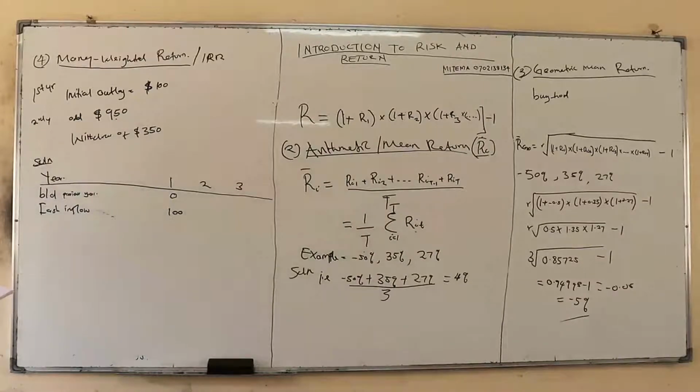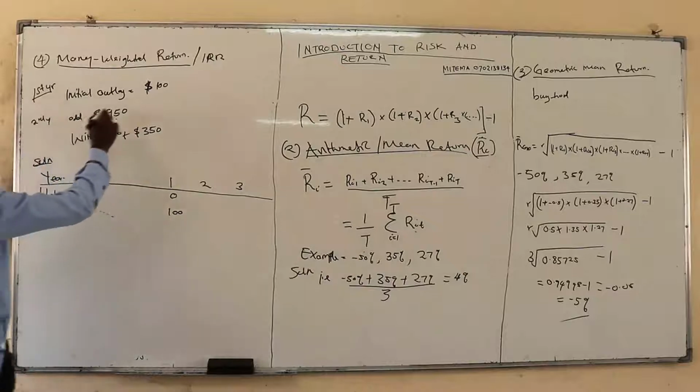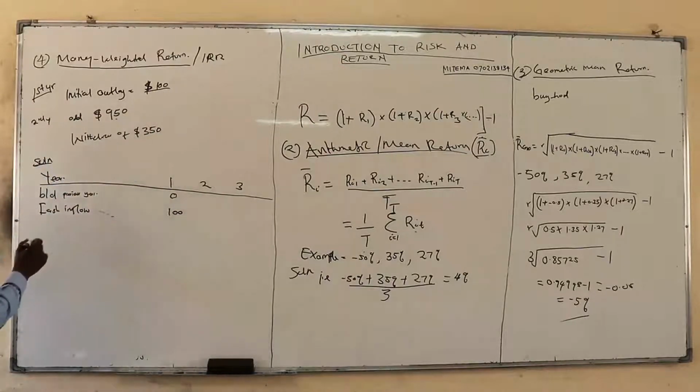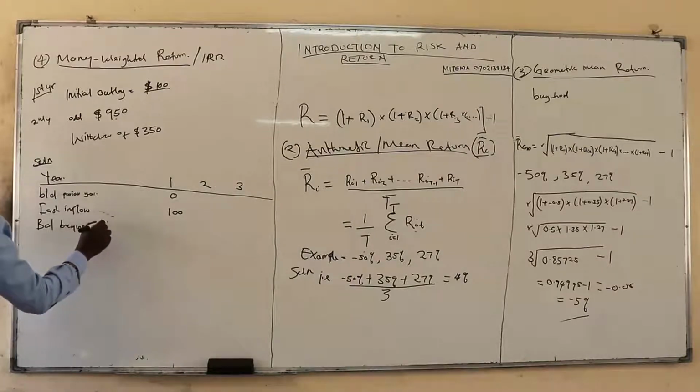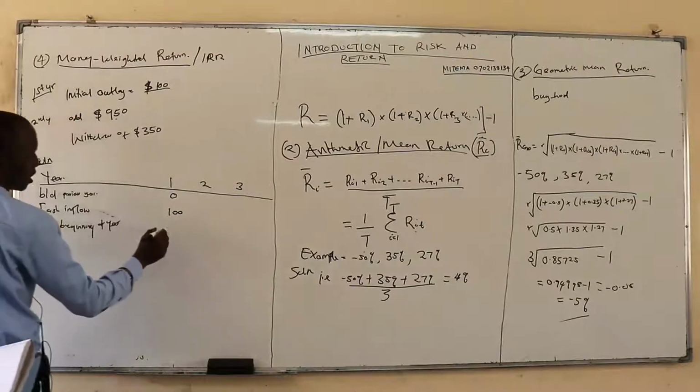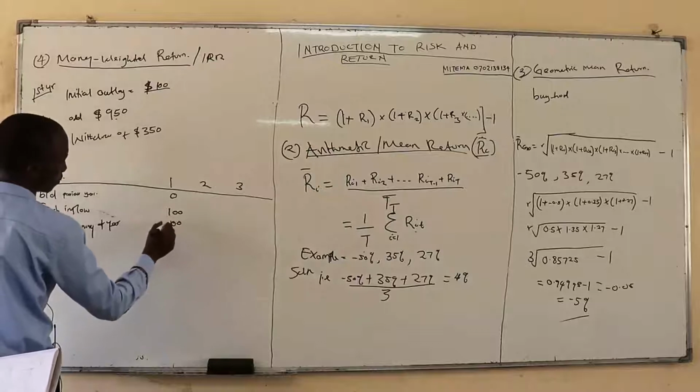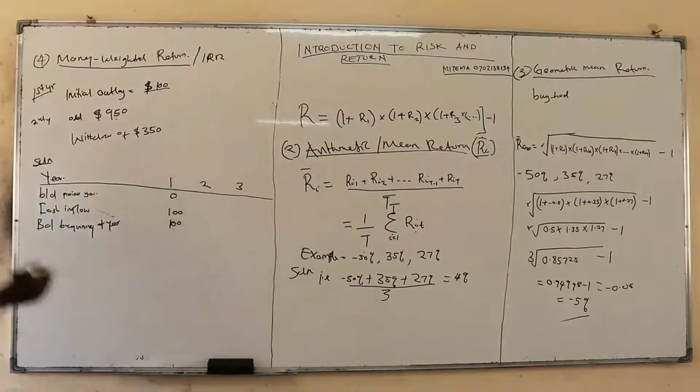And so you must look for the new balance at the beginning of the year. Since he made an initial outlay of 100 at the beginning of the year, the balance at the beginning of the first year will be 100, because this is what he has in his account in that mutual fund.